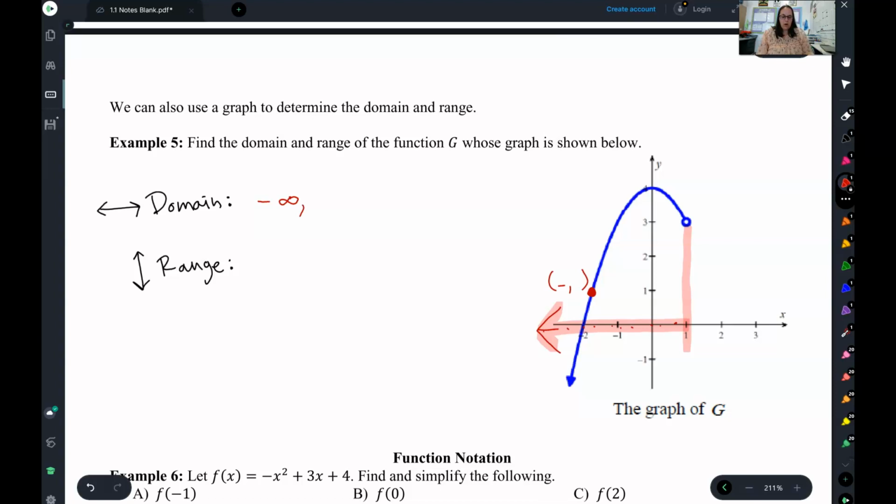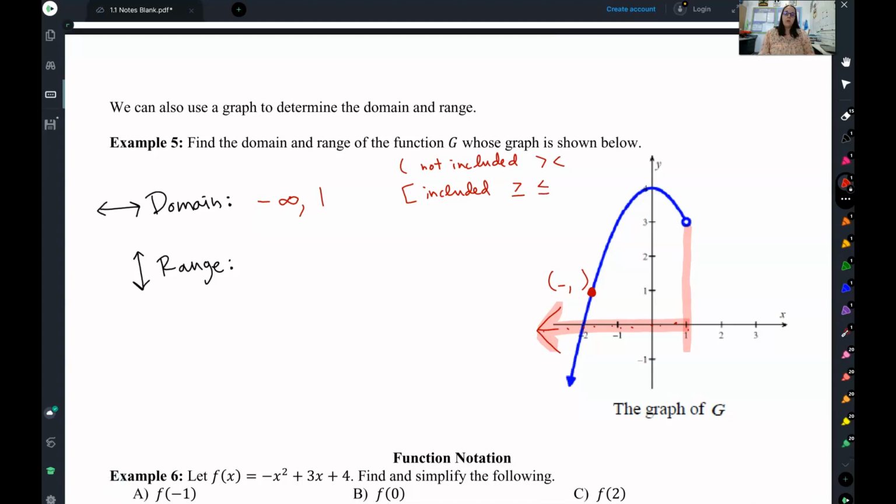Then I want to go up to the x value of 1. That's the biggest x value I want to go to. Now we need to do parentheses and brackets. Parenthesis means not included. Bracket means included. Another way of saying this is a parenthesis is a greater than or less than. A bracket is a greater than or equal to, less than or equal to.